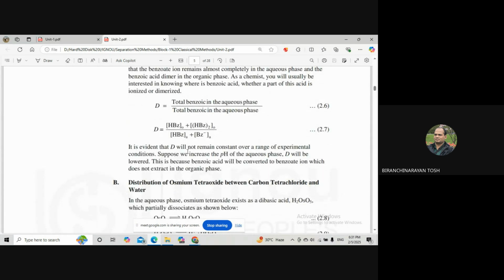So it is evident that D will not remain constant over a range of experimental conditions, because if you increase the pH of the aqueous phase, the D will be lower. Why? Because if you increase the pH, that means you make the solution alkaline, so more and more benzoate ion will be formed. As a result D will decrease, since the benzoic acid becomes benzoate ion, which does not extract into the organic phase.